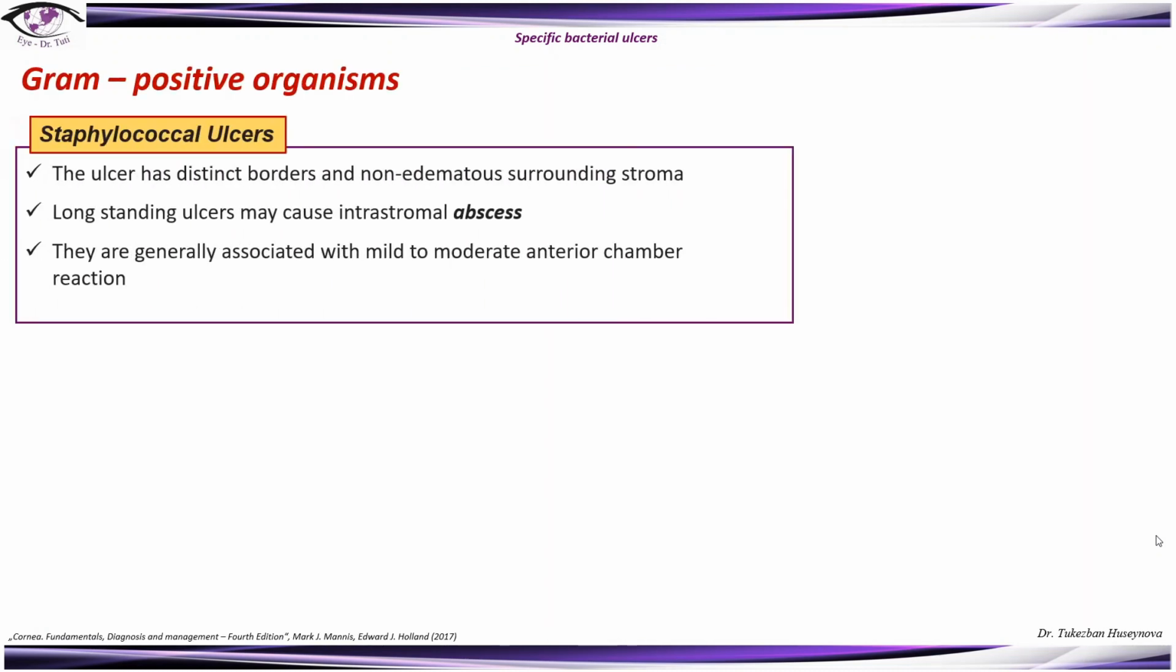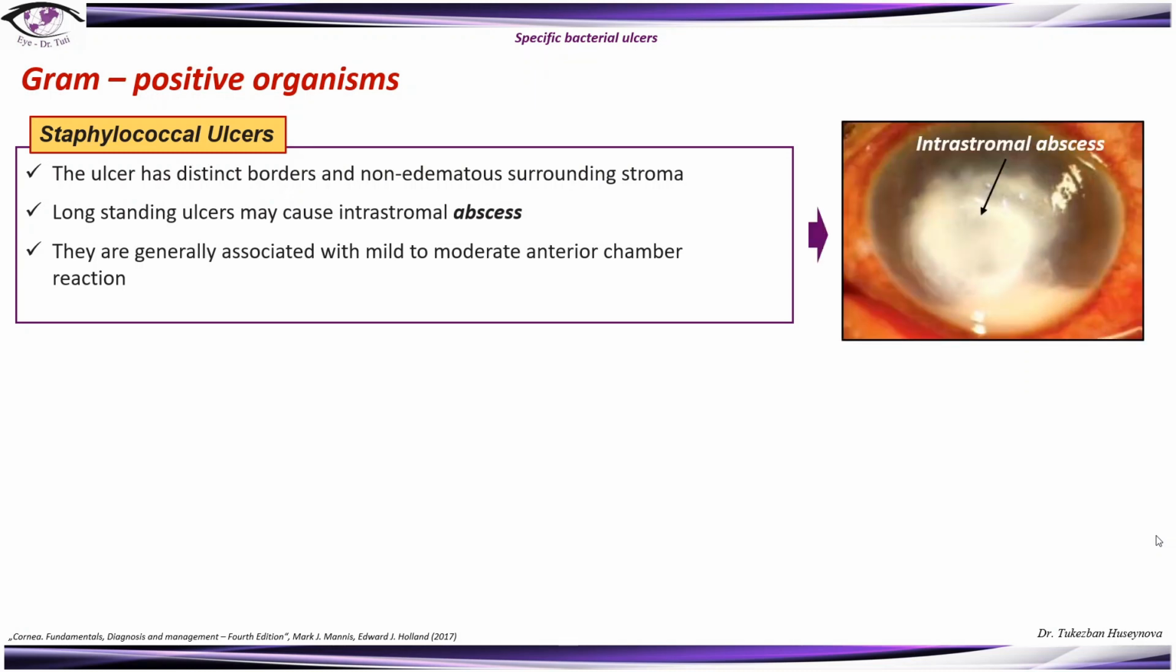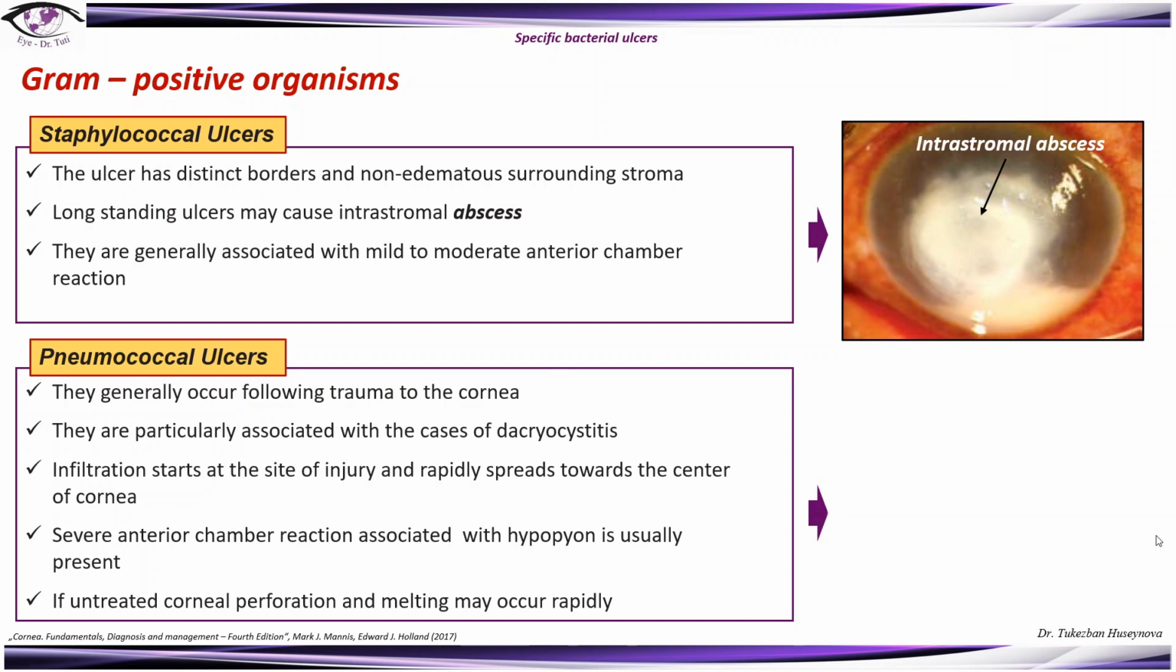Gram-positive organisms. So we start with staphylococcal ulcers. The ulcers have distinct borders and non-edematous surrounding stroma. A long-standing ulcer without proper treatment can also lead to an abscess. They are generally associated with mild to moderate anterior chamber reaction. And here is a case of a staphylococcal ulcer, where we can see an intrastromal abscess in a severe case.